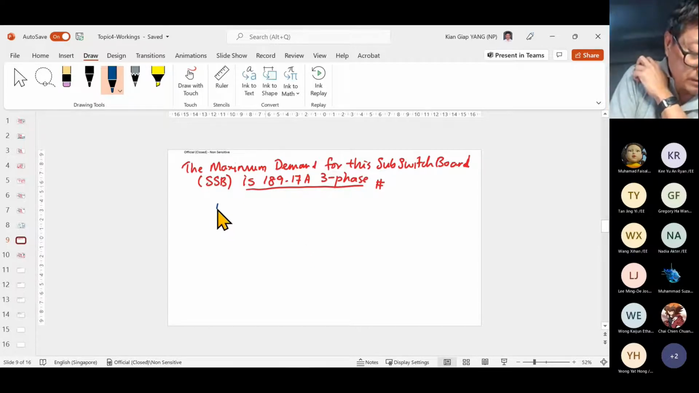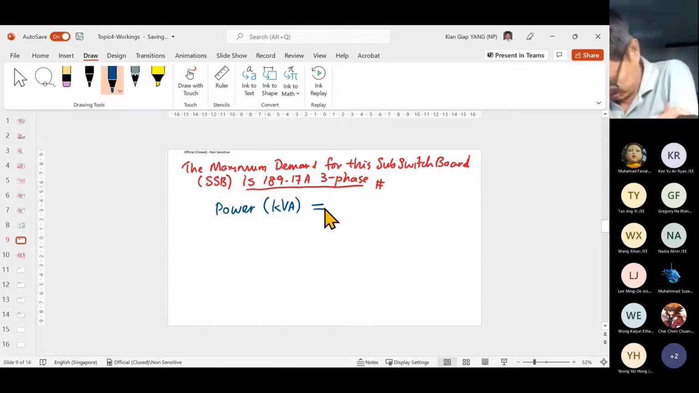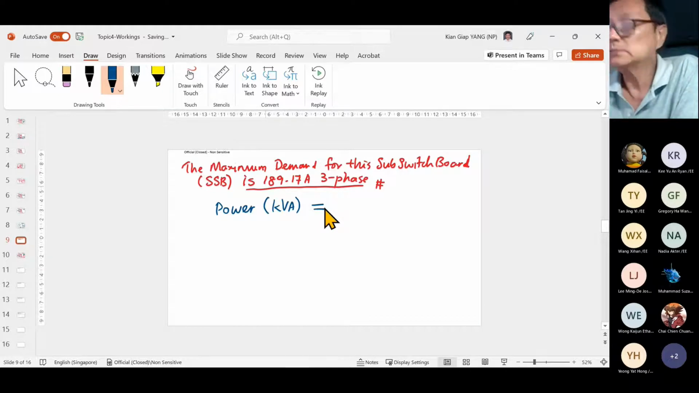I want to calculate the power in kVA. Anybody remember what formula I must use? This one is important because it will determine what breaking capacity I must use. Can you remember how to calculate? Just now I did one already, right? Is there anybody who can tell me how to convert from ampere to kVA?